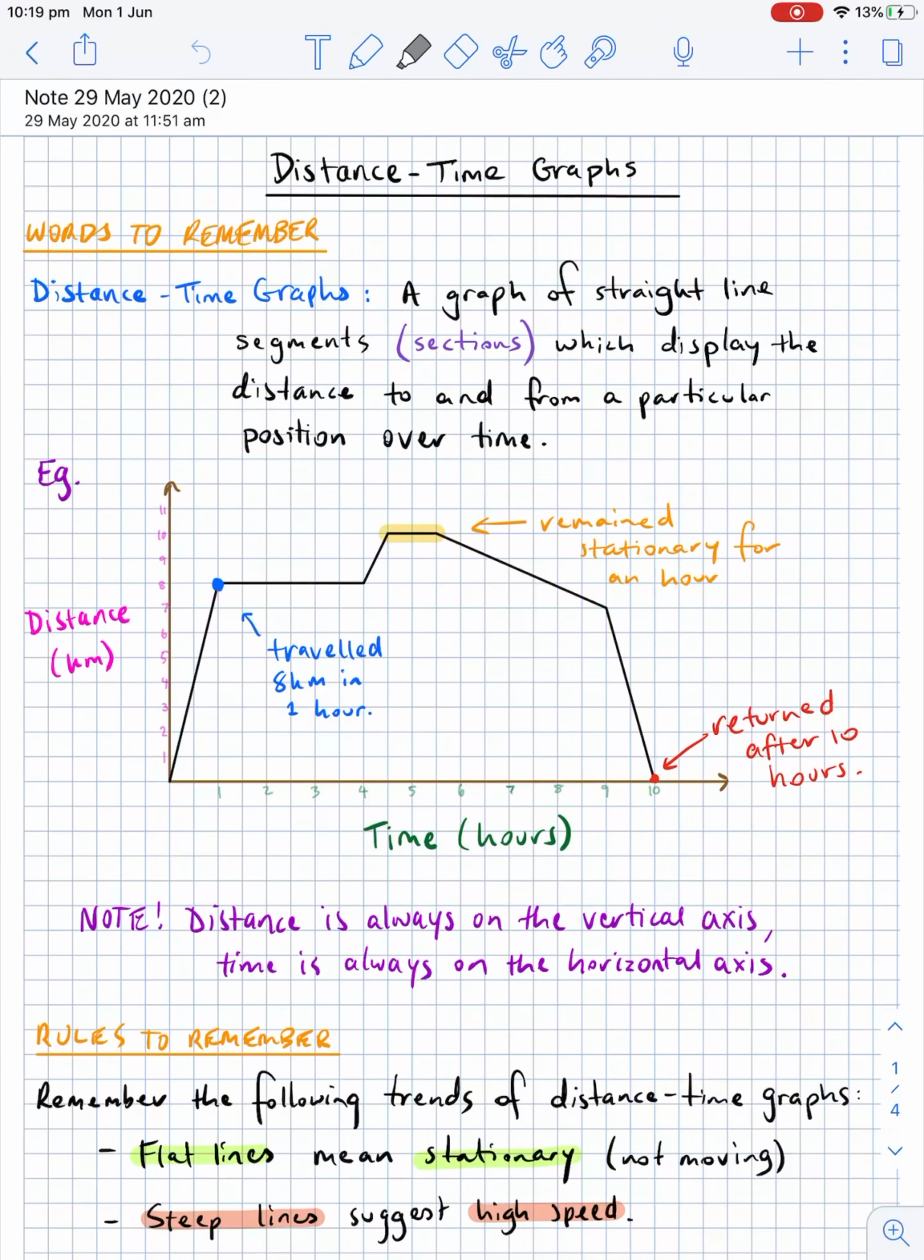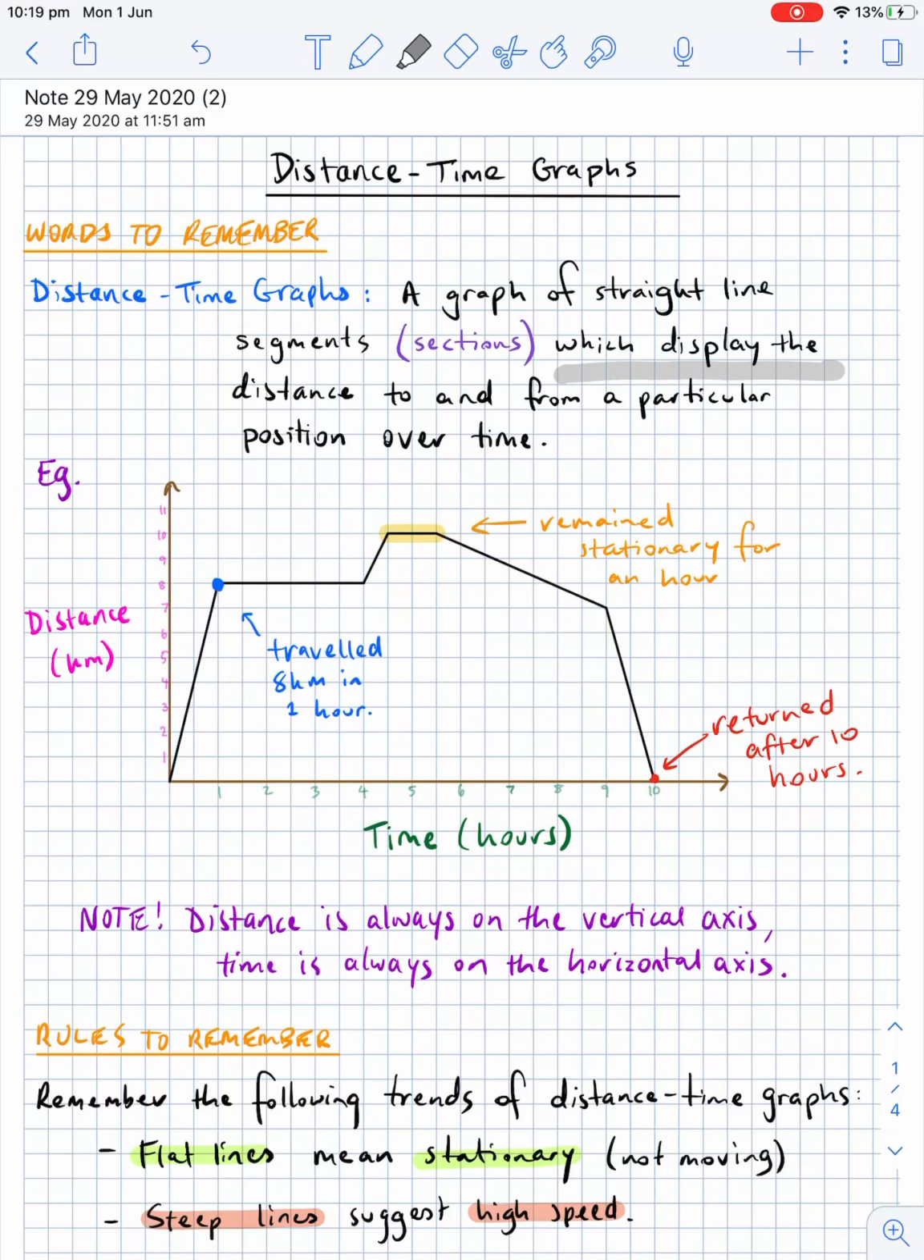Hi guys, for today's lesson we're going to be dealing with distance time graphs. So first up, what do I mean by a distance time graph? It's a graph of straight line segments, or sections which are straight lines, which display the distance to and from a particular position over time. So that probably doesn't make too much sense, but hopefully this example will clear it up.